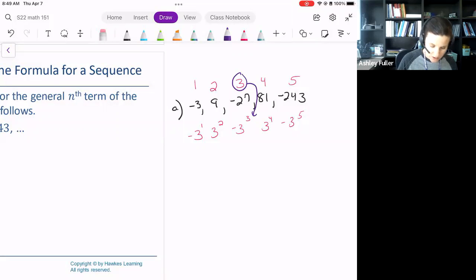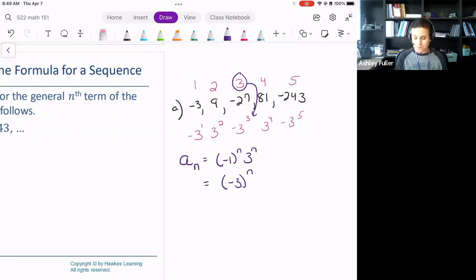So a way we can associate that or write that formula is a sub n is -1 to the n, 3 to the n, or it can be written as -3 to the n. We could have also used a recursive formula, because if you notice that if a sub 1 is -3, a sub n is -3 times the previous term for those n greater than or equal to 2.